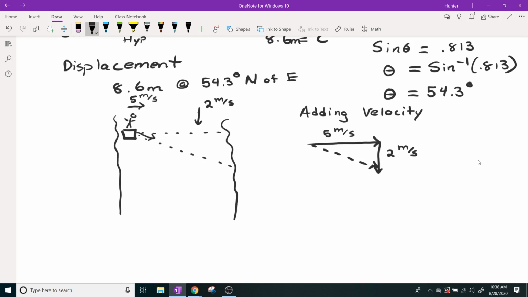So if you need to add the velocities together, we can add the velocities by doing the Pythagorean theorem. And once again, I did not make a nice, easy Pythagorean triple. I'm sorry. I'm apparently not very good at that.